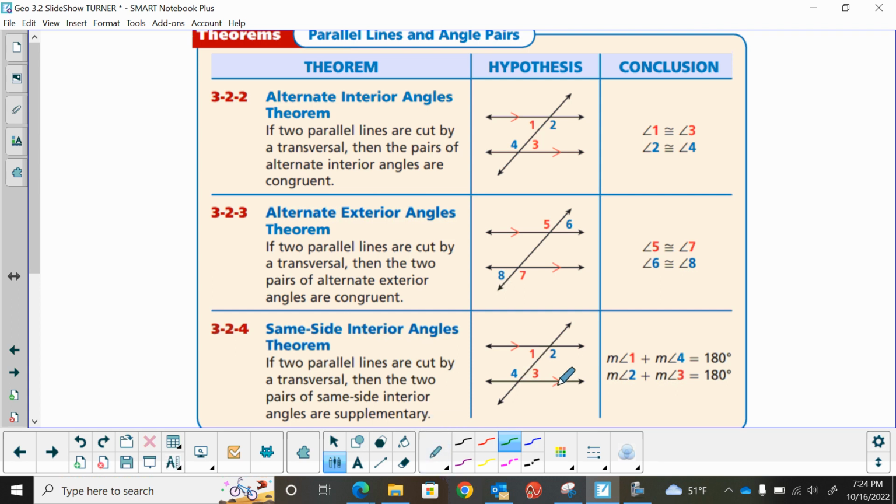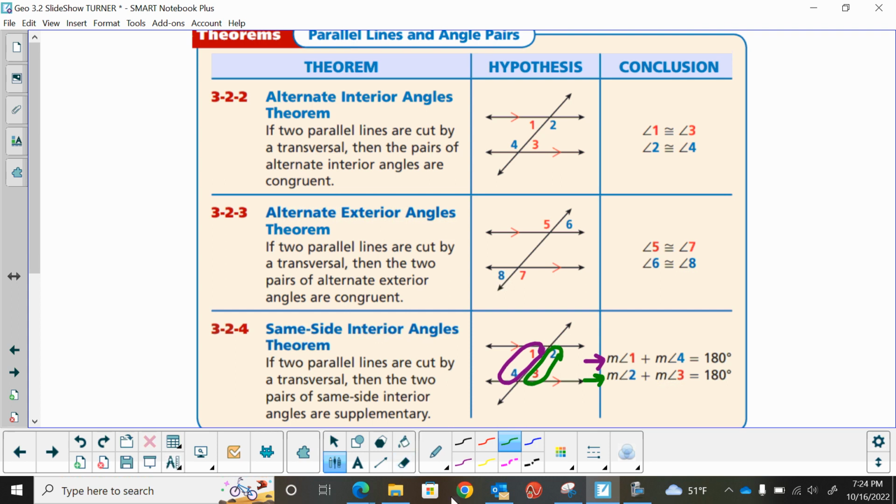Okay, so again, if we're looking at our diagram here, angles 1, 2, 3, and 4 are the 4 interior angles. So if we look here at the same side interior angles, so purple here, we have 1 and 4 as one pair. So the theorem states that they are supplementary, or that they add up to 180. And then the other pair, 2 and 3, they are also supplementary. So angle 2 plus angle 3 adds up to 180.